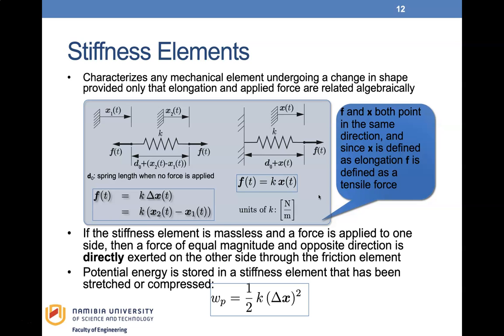So if the stiffness element is massless and a force is applied to one side, then a force of equal magnitude and opposite direction is directly exerted on the other side through the friction element. Potential energy is stored in a stiffness element that has been stretched or compressed. And so when it's released, it releases the energy. And this is the equation. The work due to the potential energy is a half k times the change in the extension squared.